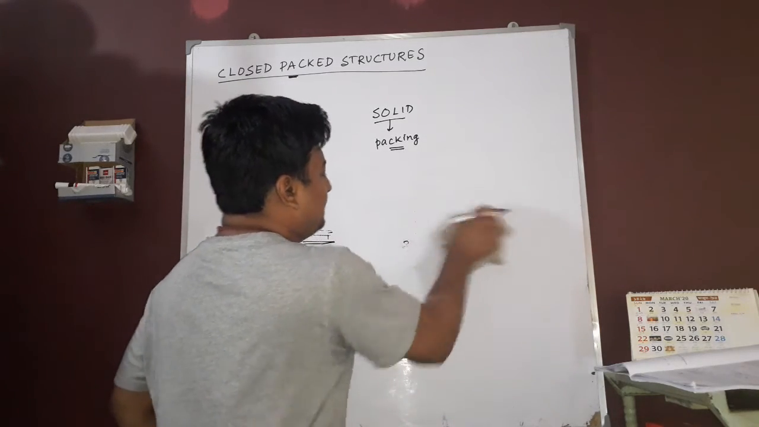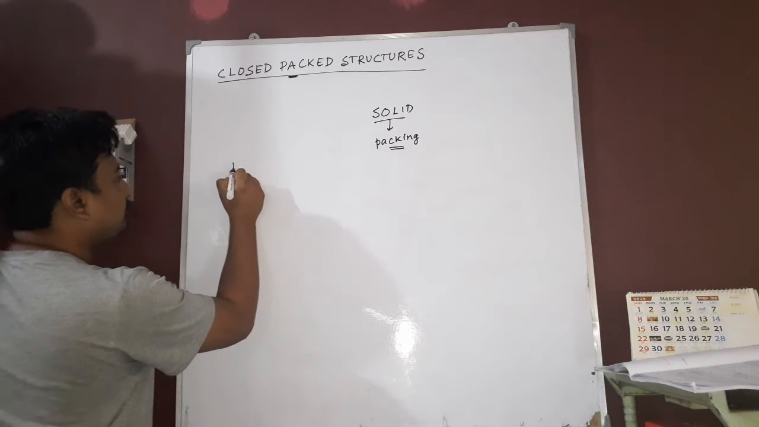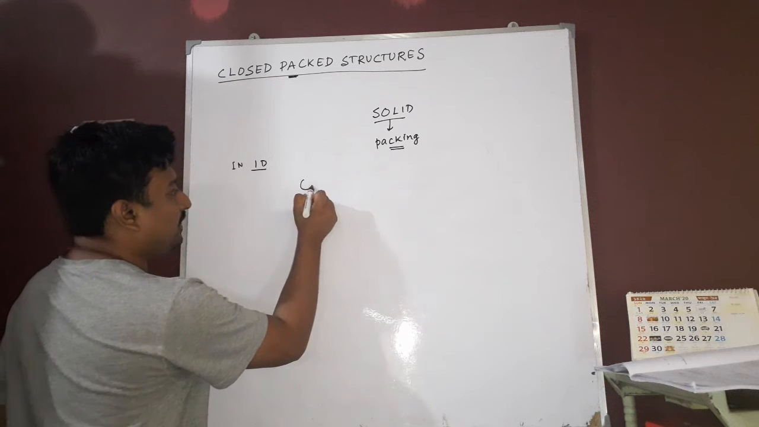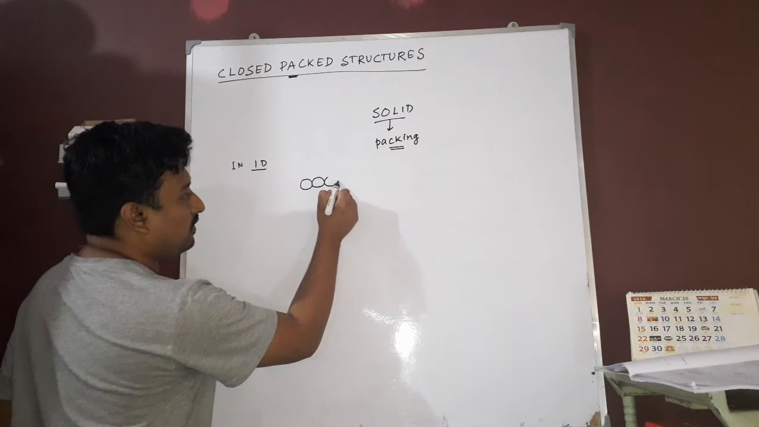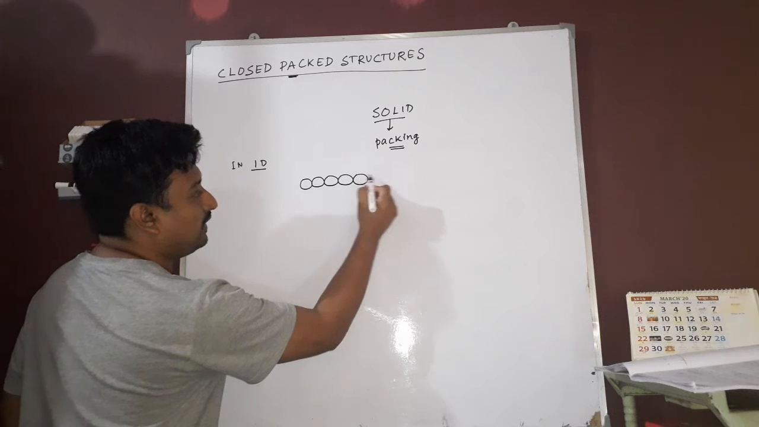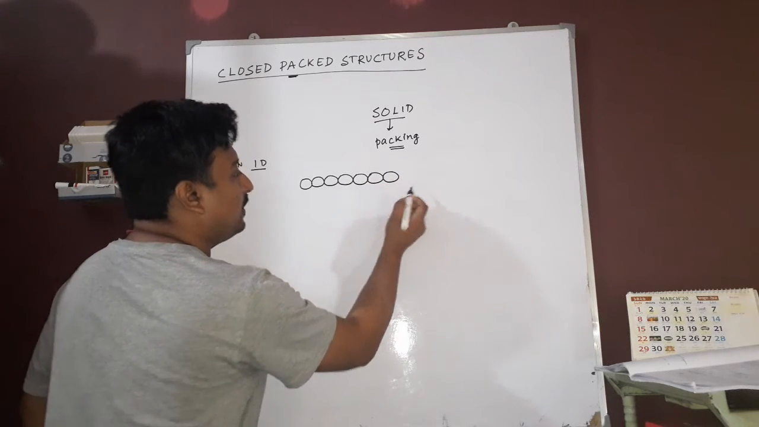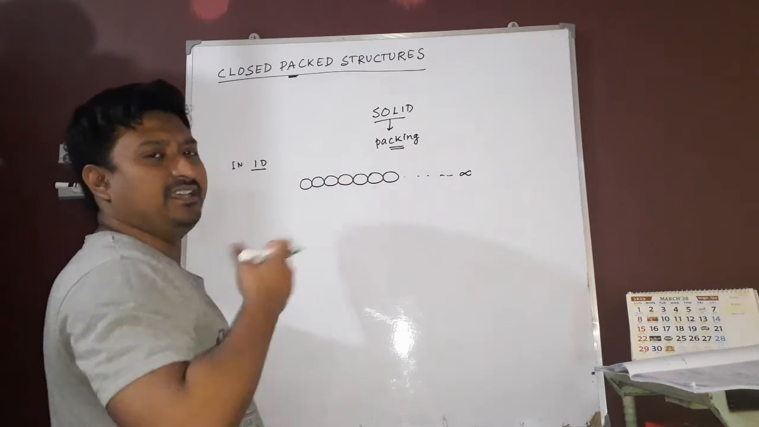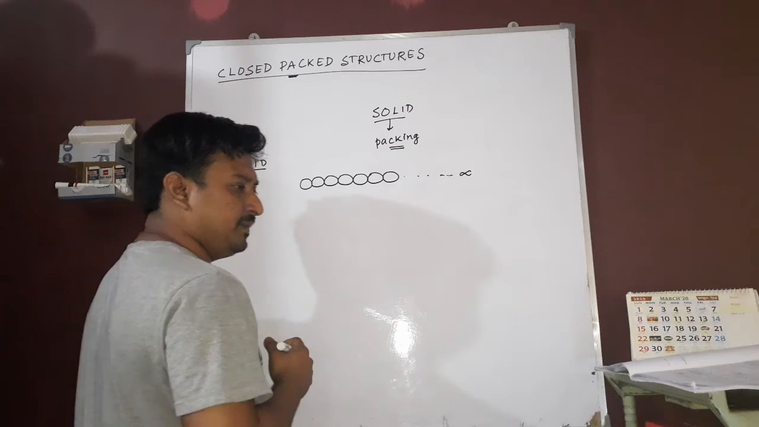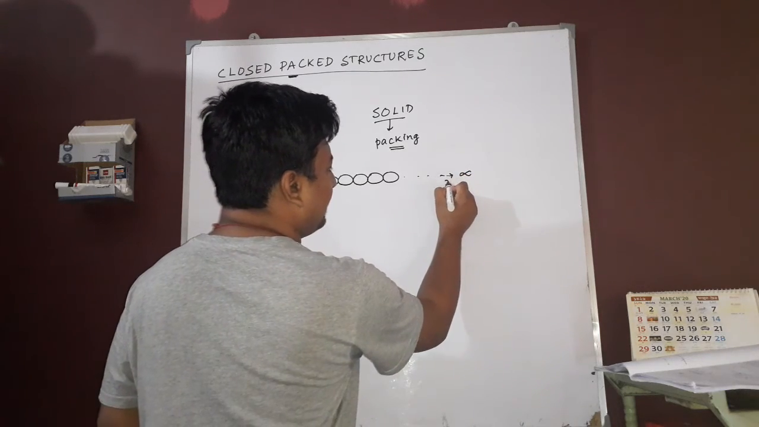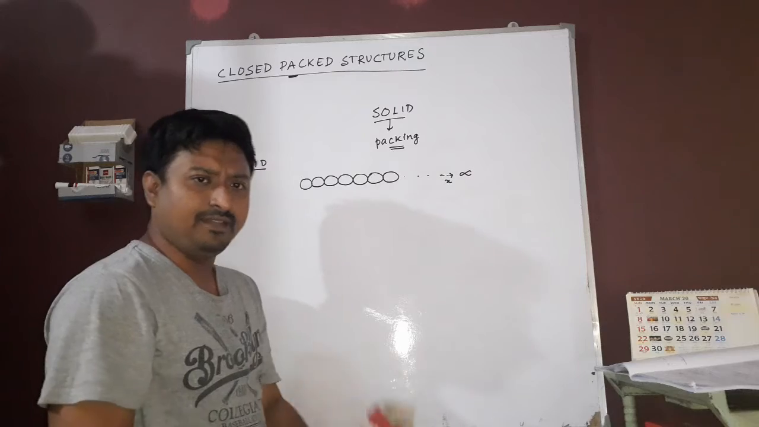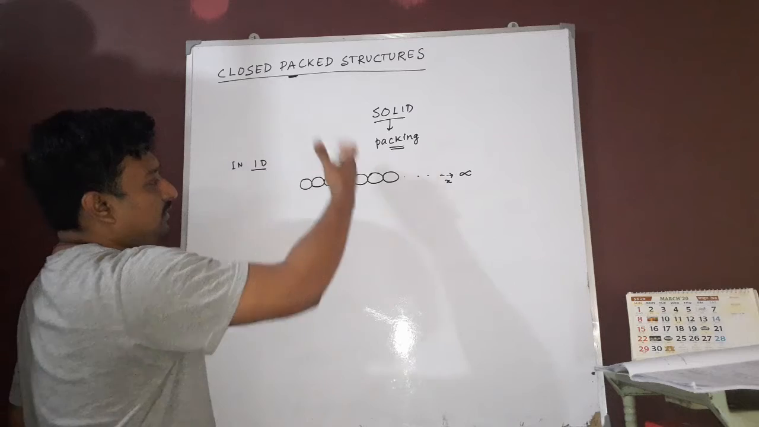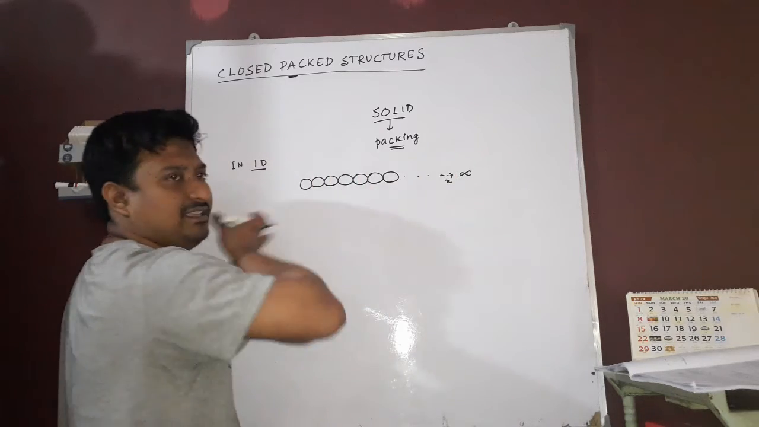So what happens in case of one dimension? In 1D, the solid particles are connected this way. It goes infinite, whatever the size of the solid structure. Let's say this is propagating along the x-axis. That means each of the atoms, one by one, is getting attached and propagating through the x-axis.